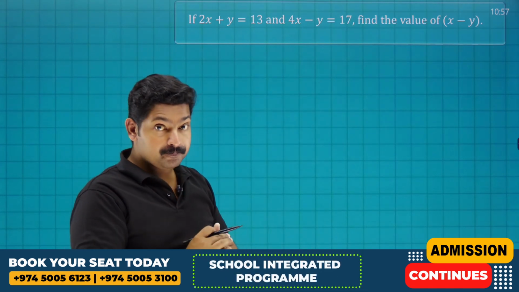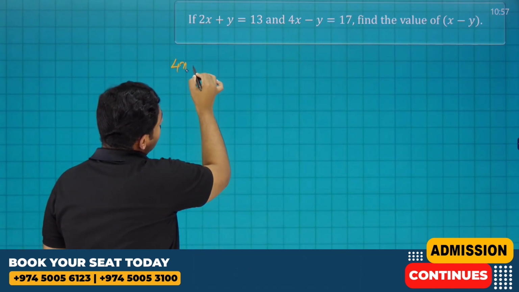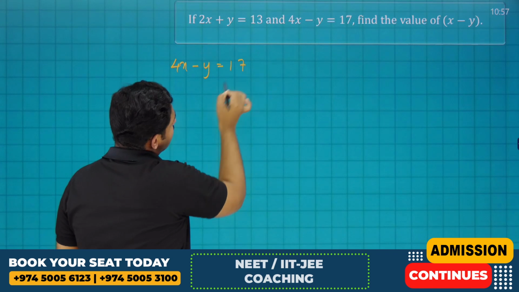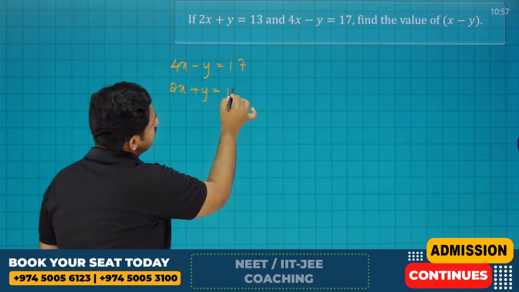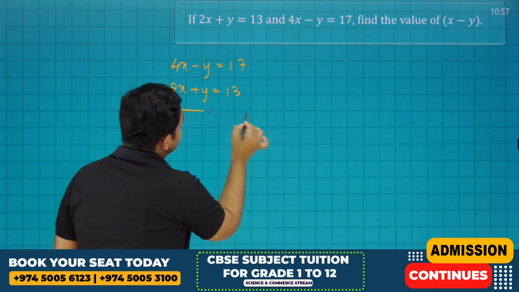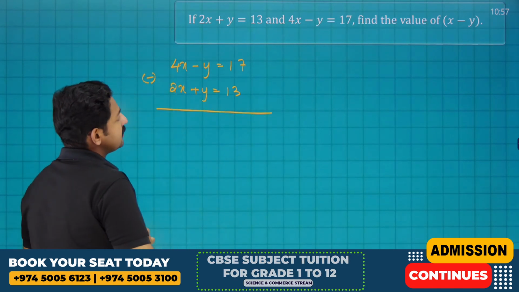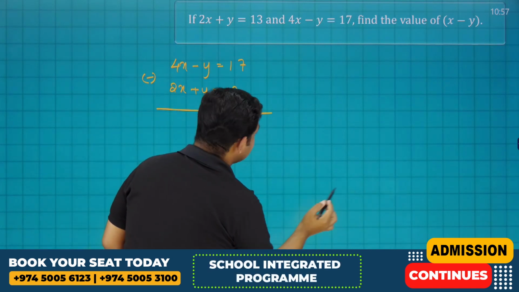Or the other method we can use is, suppose first of all I am writing 4x minus y is equal to 17, the equation I am writing, and the next one is 2x plus y is equal to 13 I am writing. Okay, so now what I am doing is just subtracting these two equations. When I subtract these two equations, why I am subtracting, that we can see.